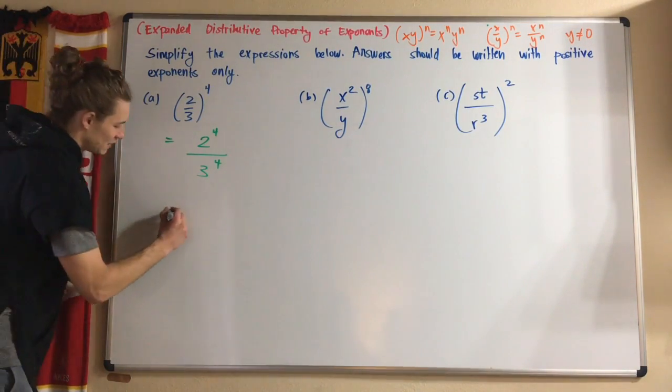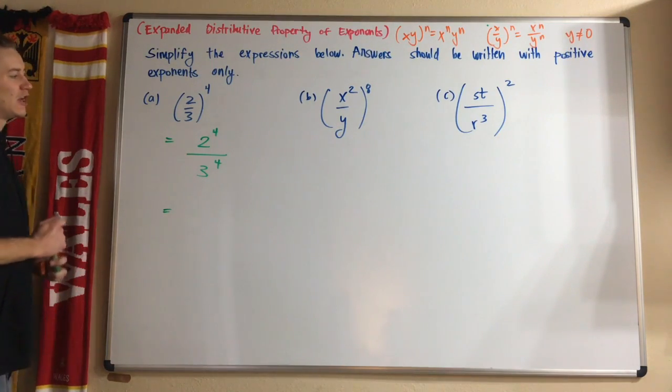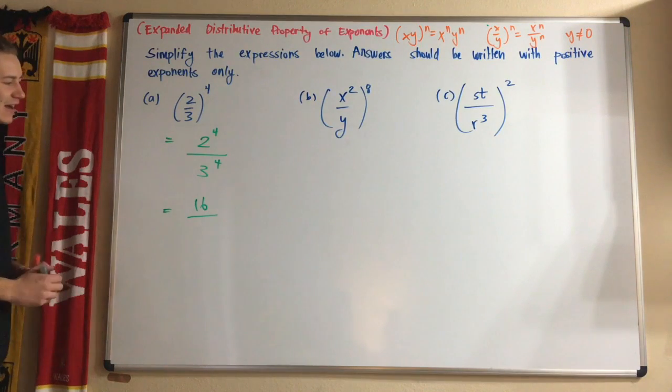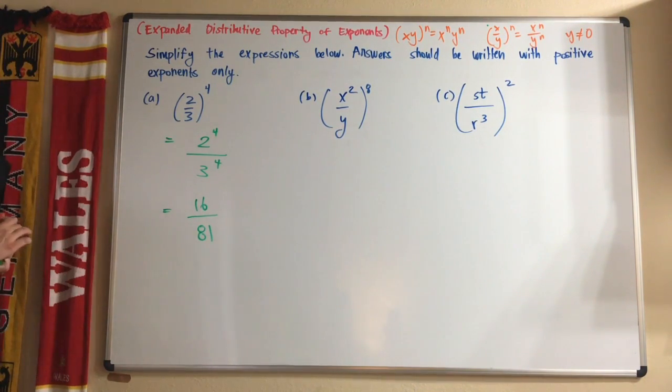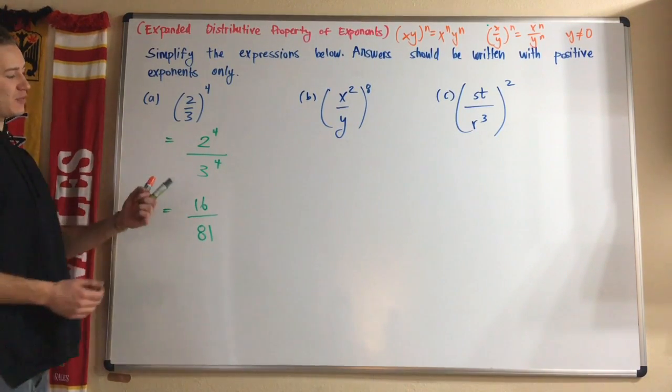In any case, we can solve this by simplifying 2 to the fourth and 3 to the fourth. 2 squared is 4, and we're doing 4 times 4 then, so this is 16. 3 squared is 9, and 9 times 9 is 81. So we have a solution there, 16/81. And that'll be good for that one. Let's look at part B.